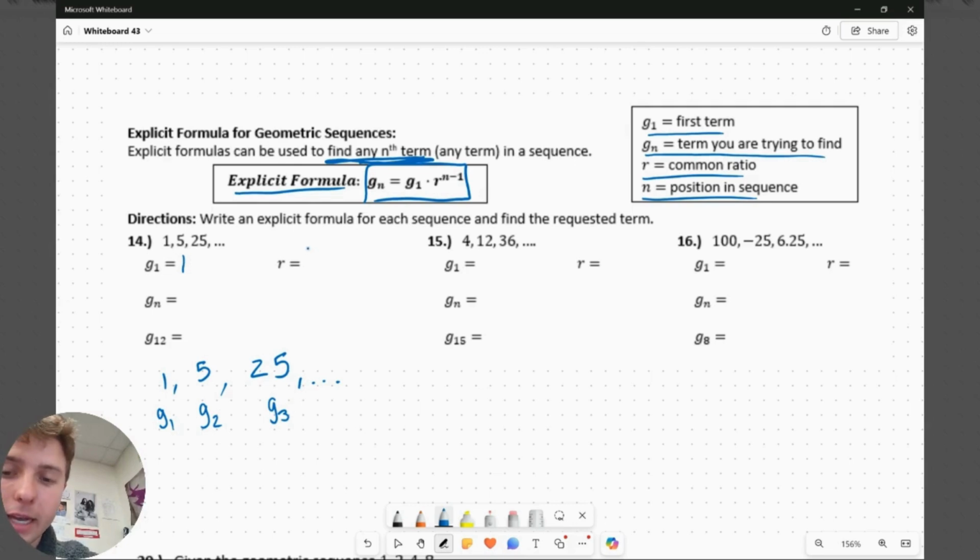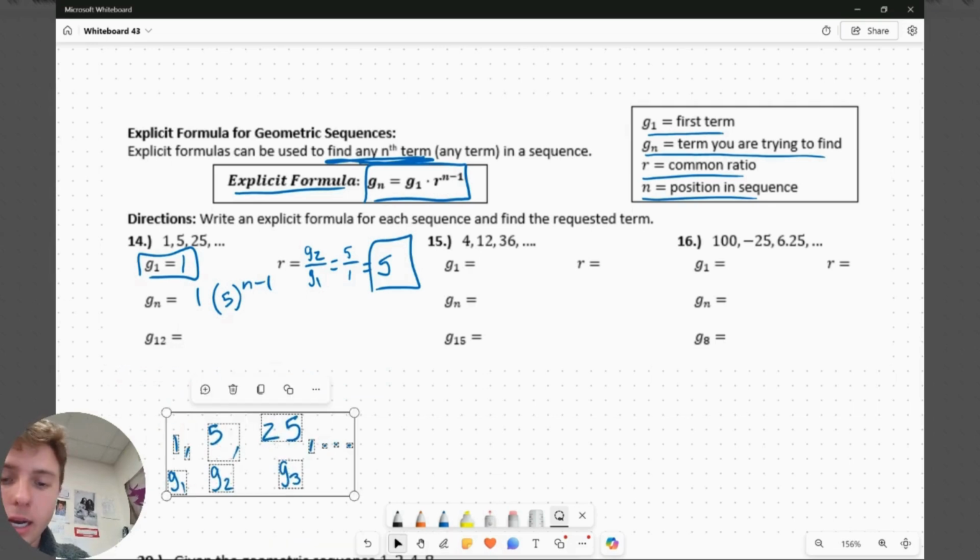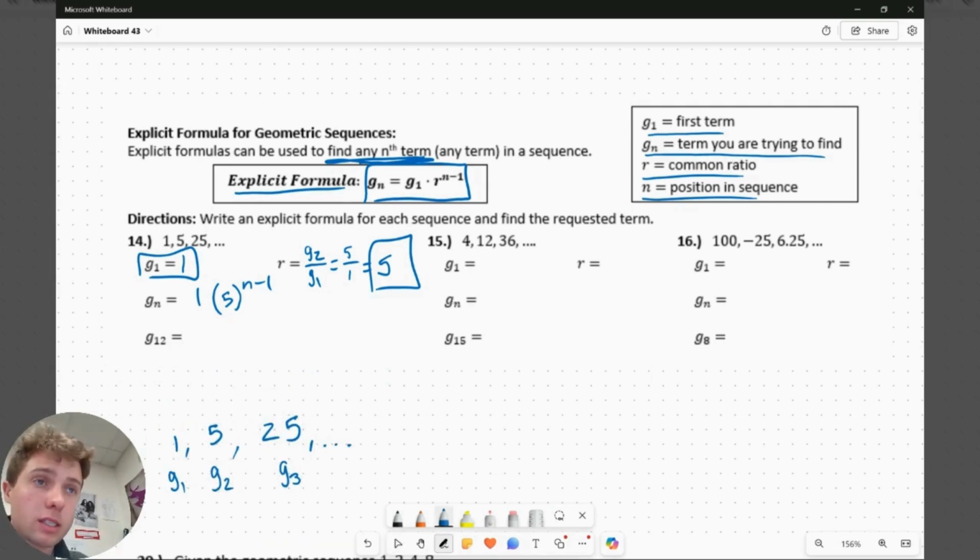R is found by dividing the second over the first, like we saw earlier. It's the exact same process still. And now that I know that stuff, I can start to plug into the actual formula. Our explicit formula looks like this. So instead of G sub 1, I replace that now with the value we assigned it. Instead of R, I replace that now with the value we assigned it as well. Notice I did not know an n value, so that does not get replaced. So our explicit formula looks like that: 1 times 5 raised to the n minus 1.